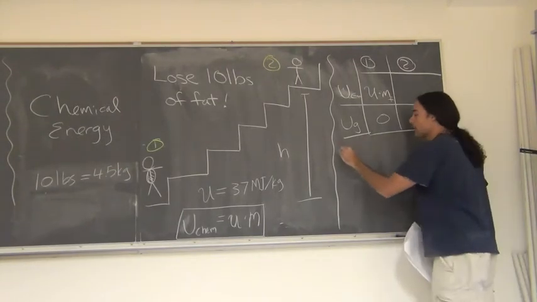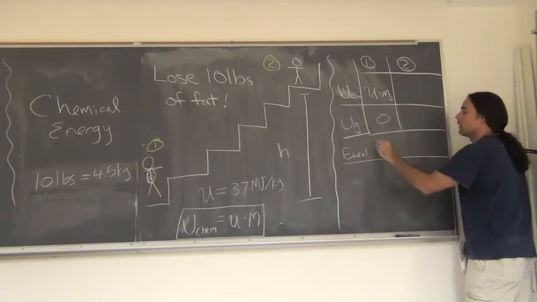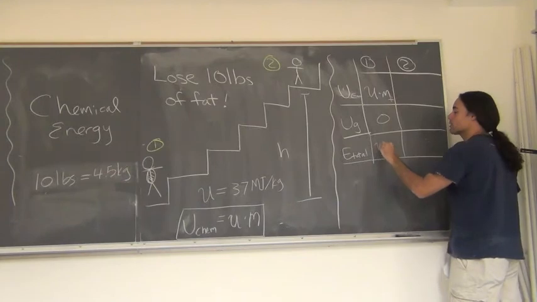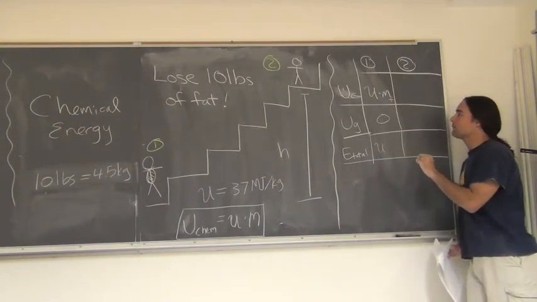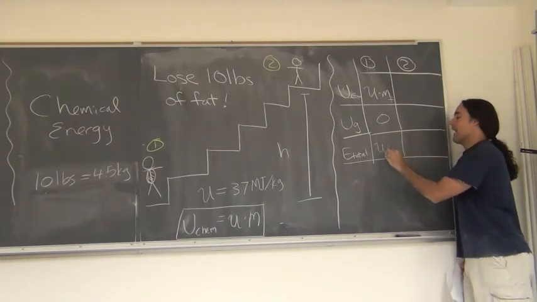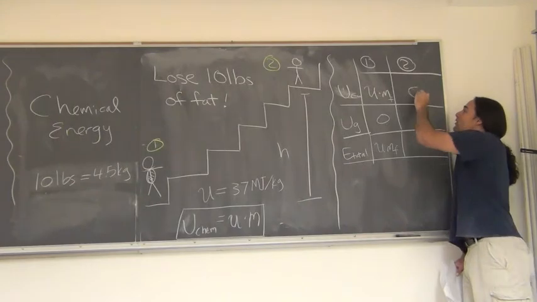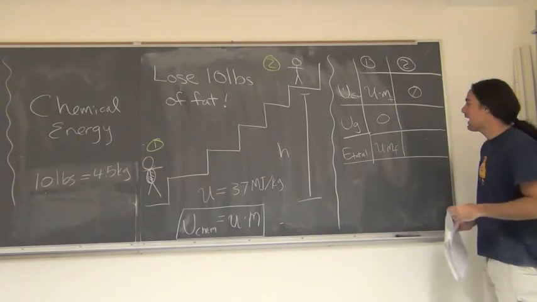If I look at my total energy, in that first picture, it's just that chemical potential energy. So it's just going to be the chemical energy density of fat times the mass of the fat. In picture two, I have lost that chemical potential energy. So I've lost that amount of fat.